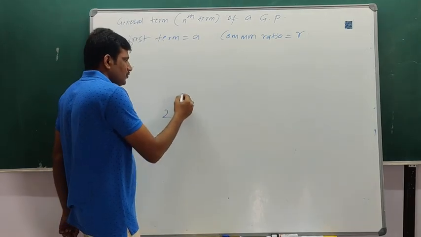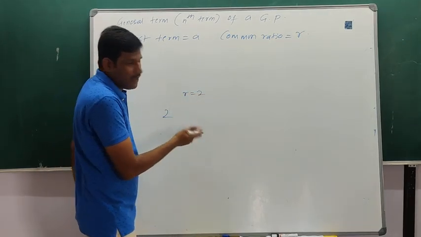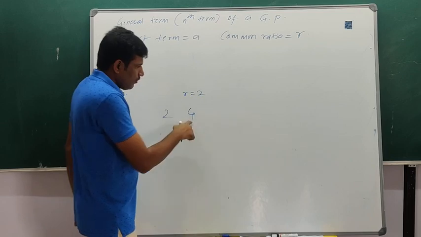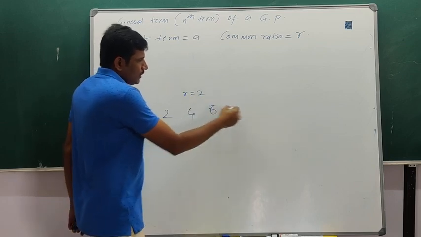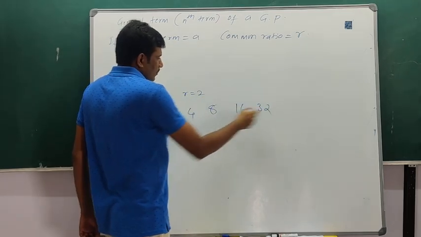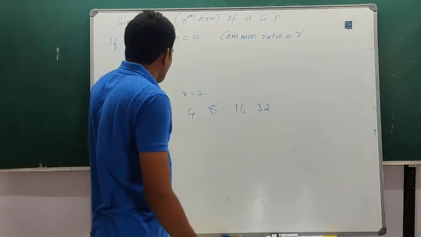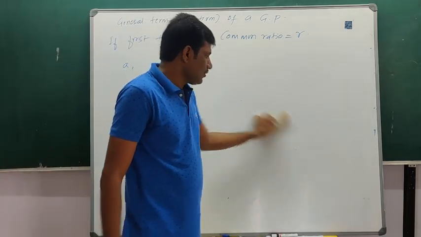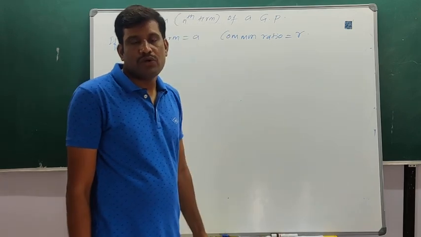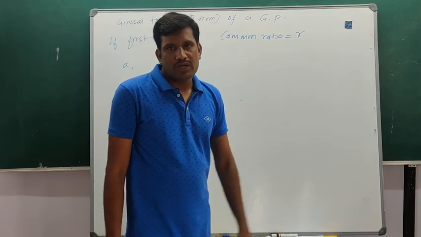So if the first term is 2 and R is 2, how do we write the GP? 2 into 2 is 4. 4 into 2 is 8. 8 into 2 is 16. 16 into 2 is 32. So this is a GP. Right? So in GP, if we know the first term and common ratio, just multiply the common ratio to each term in order to get the next term.